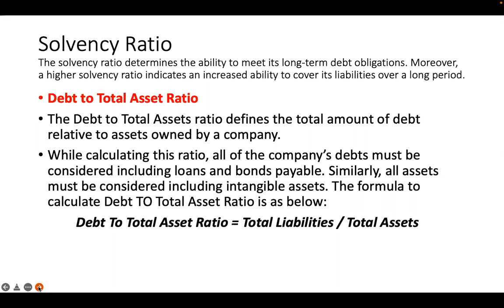I think the idea behind it, you are getting it. And since you are a very passive audience, I just presume that you are getting what I am teaching to you. And the solvency ratio would be calculated based on the debt to total assets ratio. That is, in simple terms, the udhar we had taken, and the total assets of the company. So the debt to total assets ratio defines the total amount of debt relative to assets owned by the company.